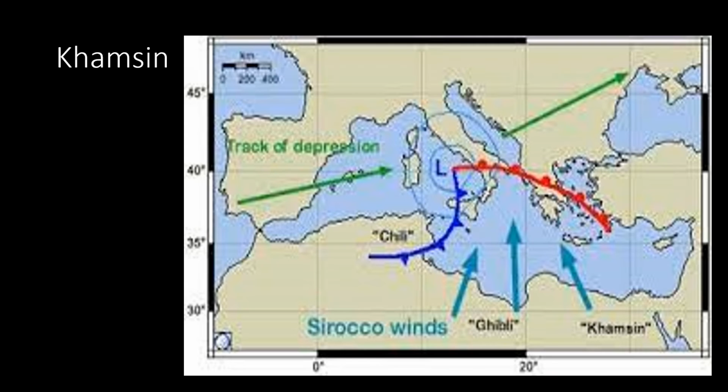Now move to the next one. This is Khamsin. Khamsin is also in the African region, and this wind is known as Khamsin in Egypt. In some regions, it is known as Ghibli, and it is also known by the name of Chili.